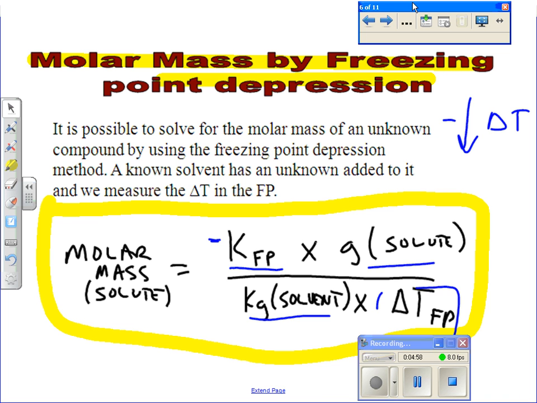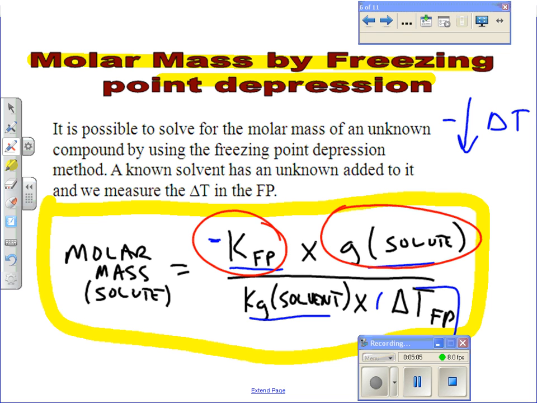The way it works is simple. You just take the Kf, negative Kf, because we always make it negative, times grams of solute on top of the fraction, kilograms of solvent on the bottom, and the temperature change, delta T, on the bottom. Plug those all in. It's an easy way to find the molar mass of a solute using freezing point depression.